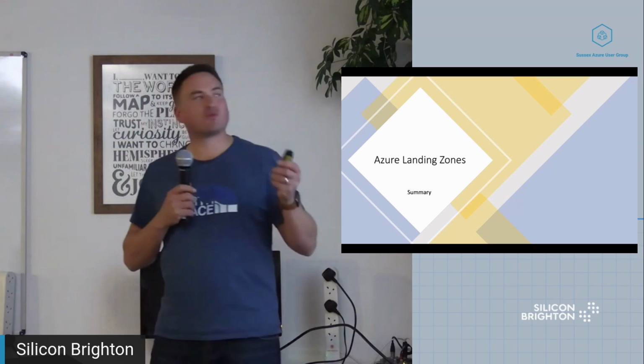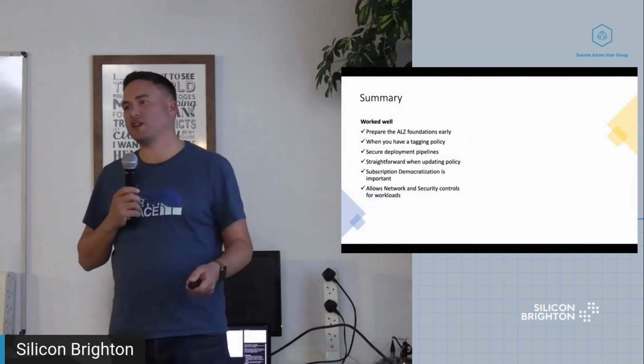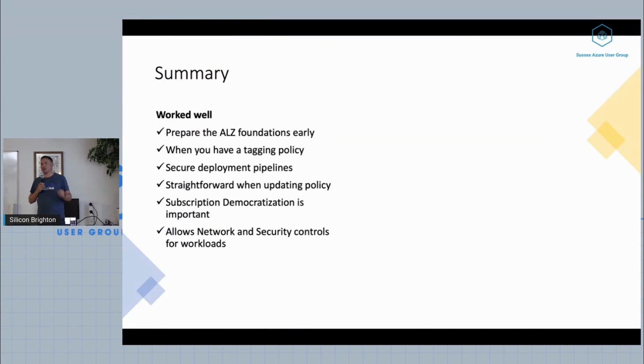So in summary, it's really important to prepare your ALZs. You know, the platform is key. Develop a strategy over your workload subscriptions, understanding how the network components work together and live together. Ensure you've got a tagging policy early, because that really saves a lot of us from trying to do manual remediation over what has been deployed and who actually owns it.